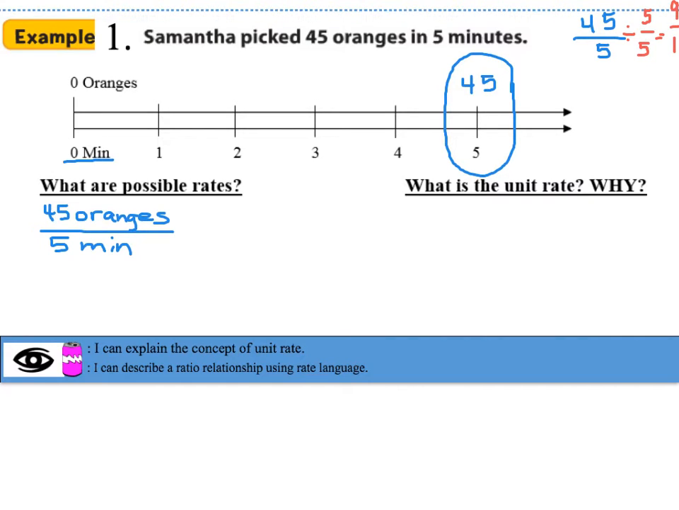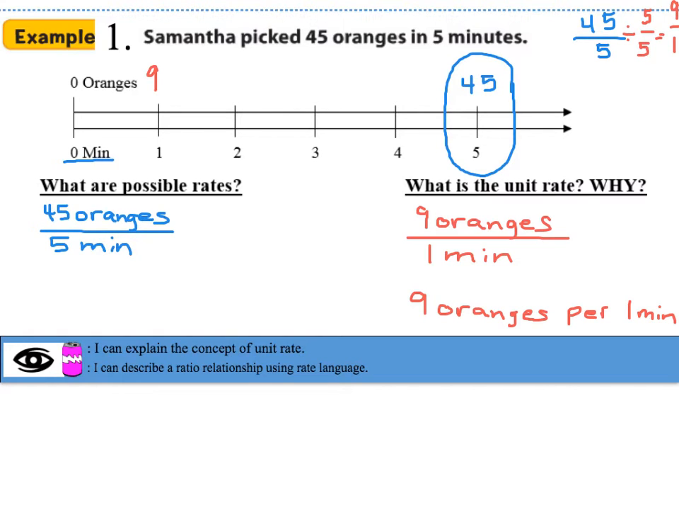So what I'm going to do is I'm going to go ahead and write 9 oranges on the top of 1 minute. So my unit rate would be 9 oranges over 1 minute, or you can write it as 9 oranges per 1 minute. Notice I have that word per again, and per means a rate.